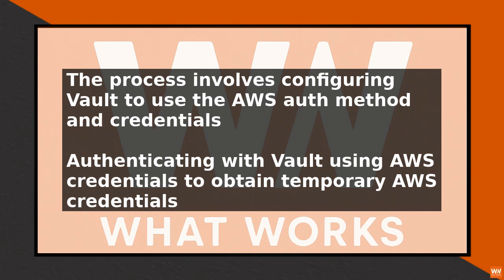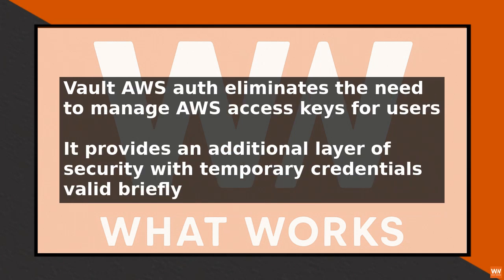One of the primary benefits of using Vault AWS Auth is that it eliminates the need to manage AWS access keys. Instead, users can authenticate with Vault using their AWS credentials, and Vault will handle the process of obtaining temporary AWS credentials. This approach provides an additional layer of security, as the temporary credentials are only valid for a short period of time.